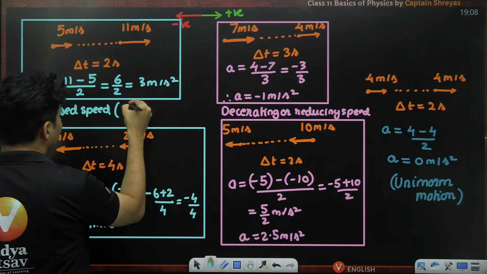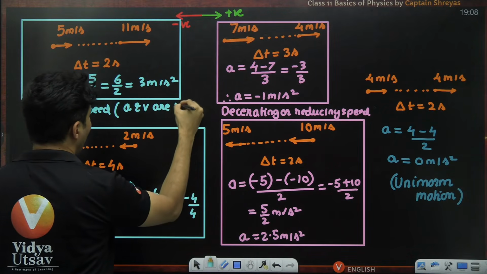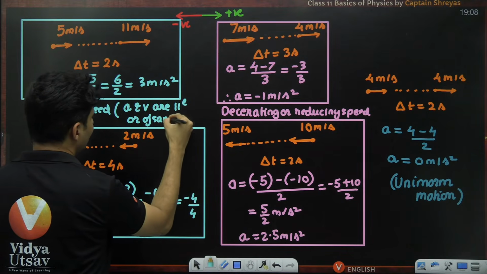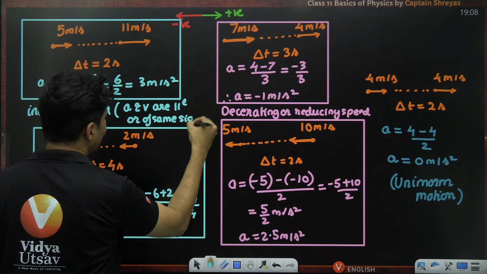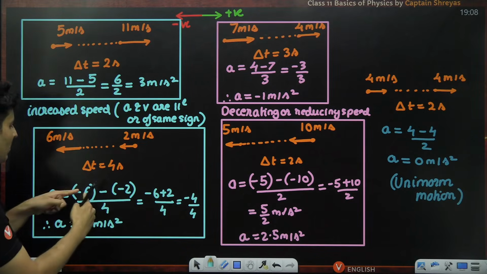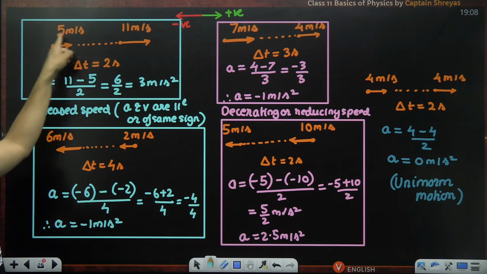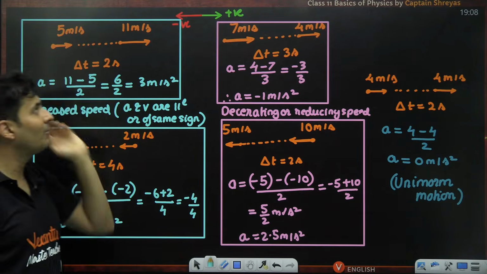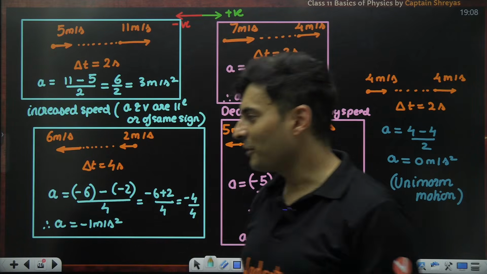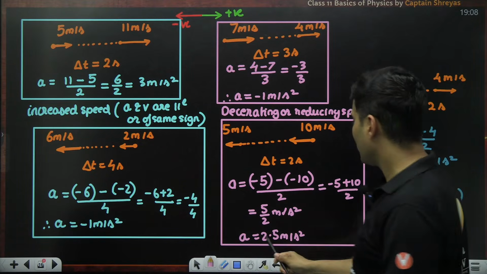That means acceleration and velocity are parallel or of the same sign. If one is negative, the other one is also negative. Here acceleration is negative. Can you see, velocity was -6, -2. Acceleration was positive, this was also positive, +5, +11. So then the speed is increasing. Got it?